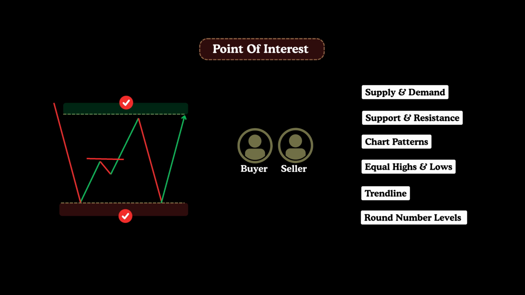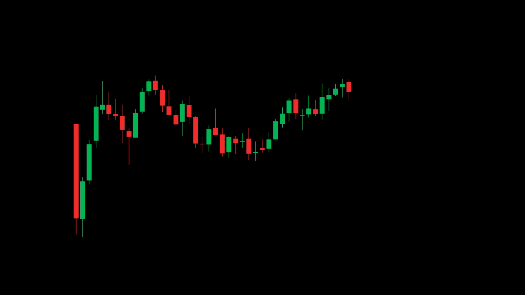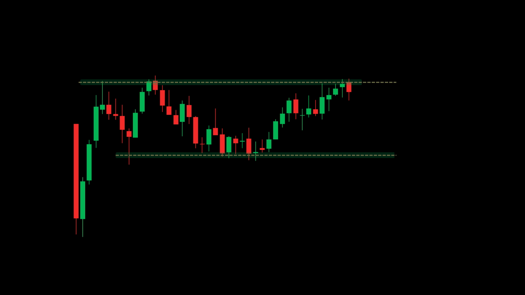These areas are known as points of interest. For instance, in this chart, the price is showing strong reactions around these 2 zones. This means that points of interest have formed near these levels, and retail traders are paying more attention to these areas. However, since the market often creates fake breakouts around such points to trap retail participants, professional traders remain cautious here.